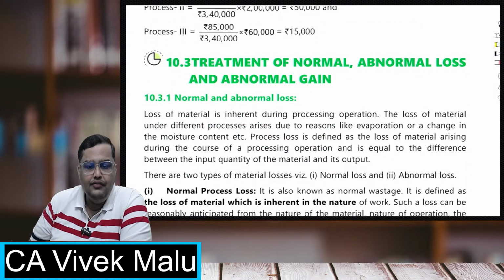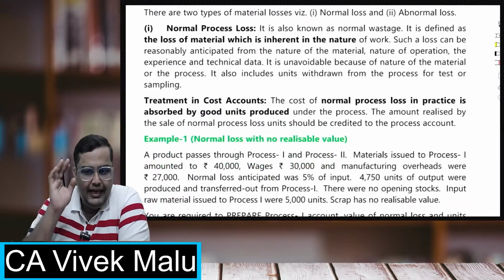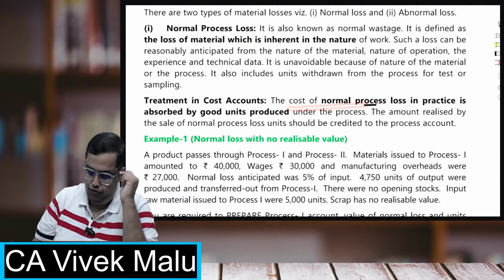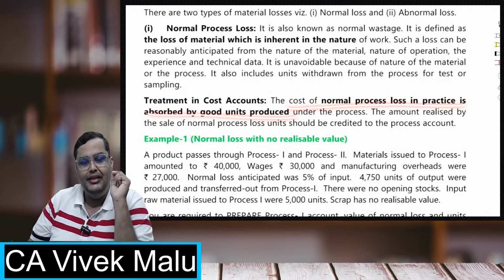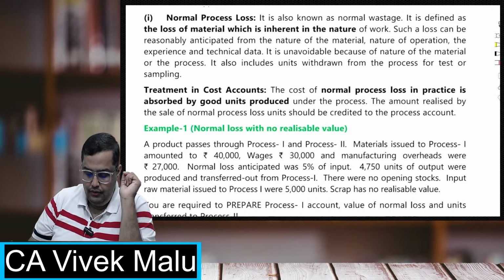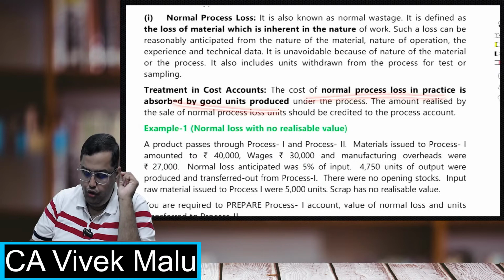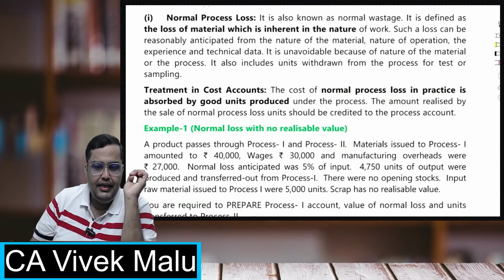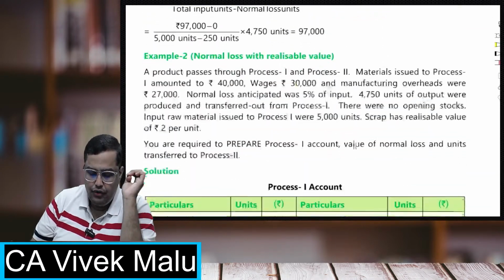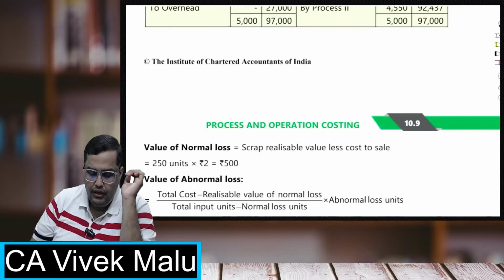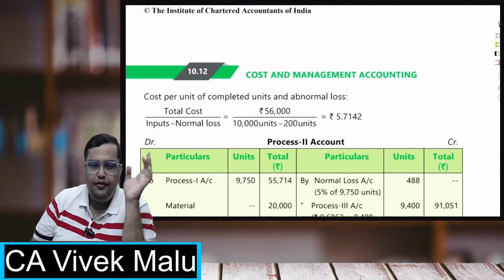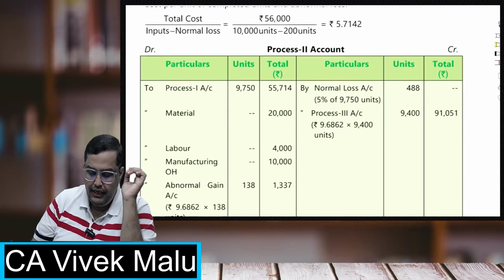But there are some cases where you have normal losses, which are inherent in the nature and unavoidable. Normal losses are actually absorbed by the good units produced. We normally use a formula for that. Abnormal losses and abnormal gains are transferred to the costing P&L account. Okay, now students, I'll take an example over here to explain everything.